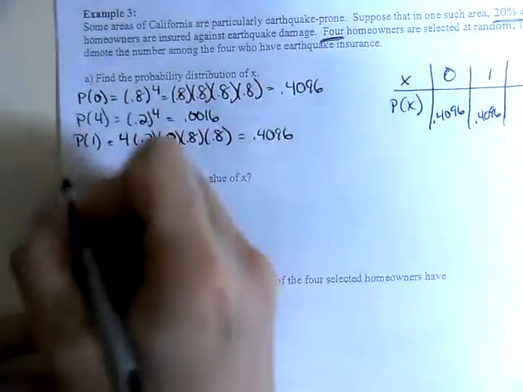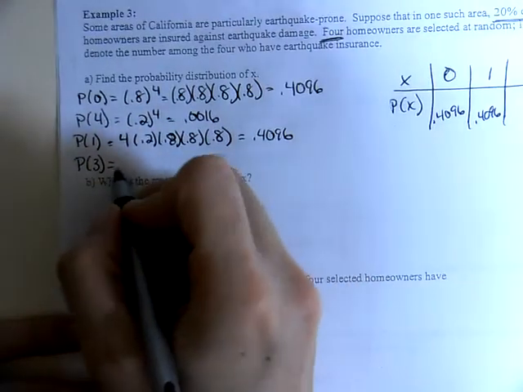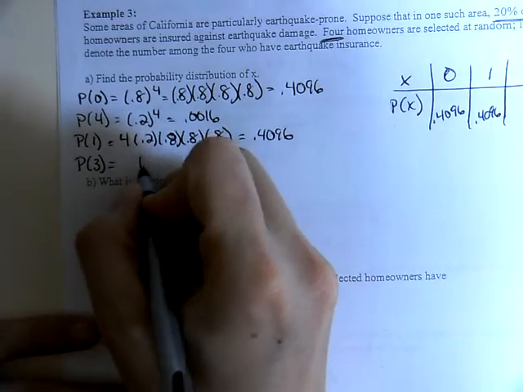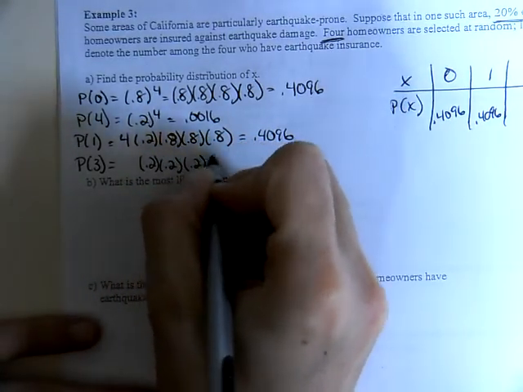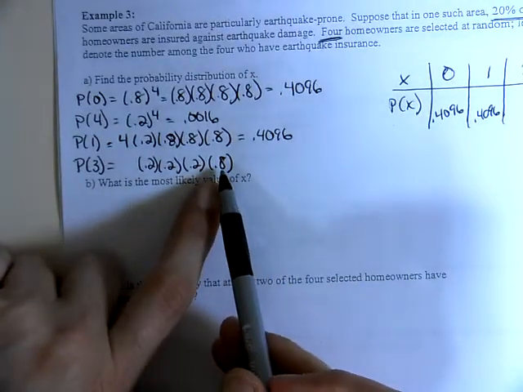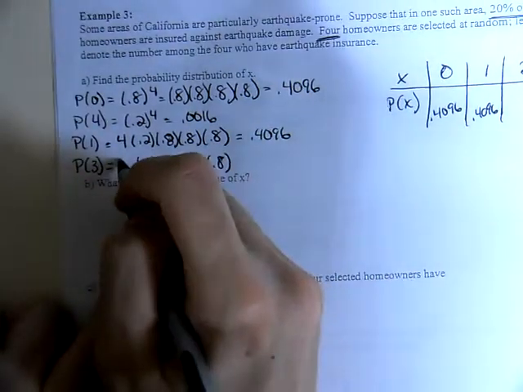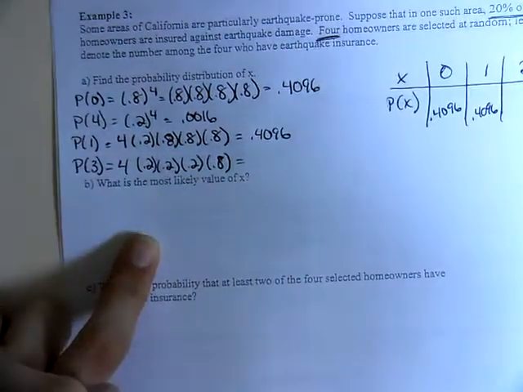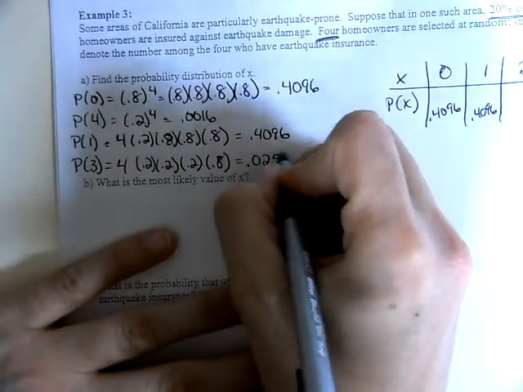Now I'm going to skip 2. The probability that 3 of them have insurance. Again, I'm going to leave a little space. That's 0.2, 0.2, 0.2, 0.8. So one of them doesn't. But again, that can happen 4 ways because the first person could not have it, the second, the third, or the 4th. So we're going to multiply that answer by 4 again. So that's 0.0256.